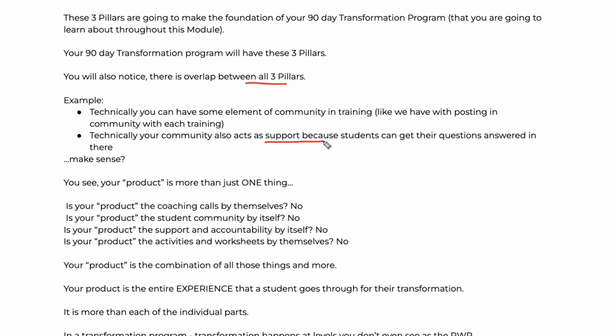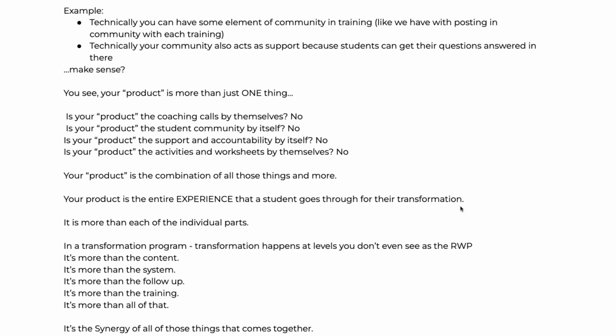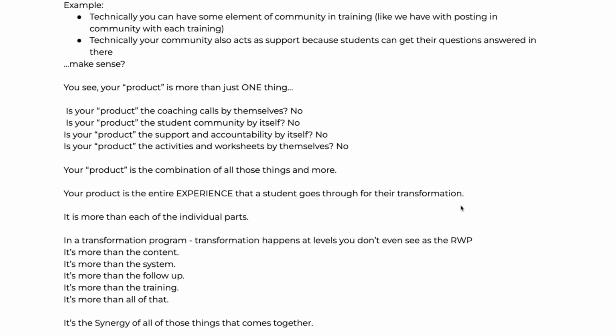And so the biggest thing that you have to understand with this is that your product is not just one thing, okay? Your product is not the coaching calls by themselves. It's not the community by itself. It's not the support and accountability by itself. It's not the activities and the worksheets by themselves. Your product is the combination of all of these things and more. Your product is the entire experience that a student goes through for their transformation, okay? So your product becomes more than each of the individual parts, okay?